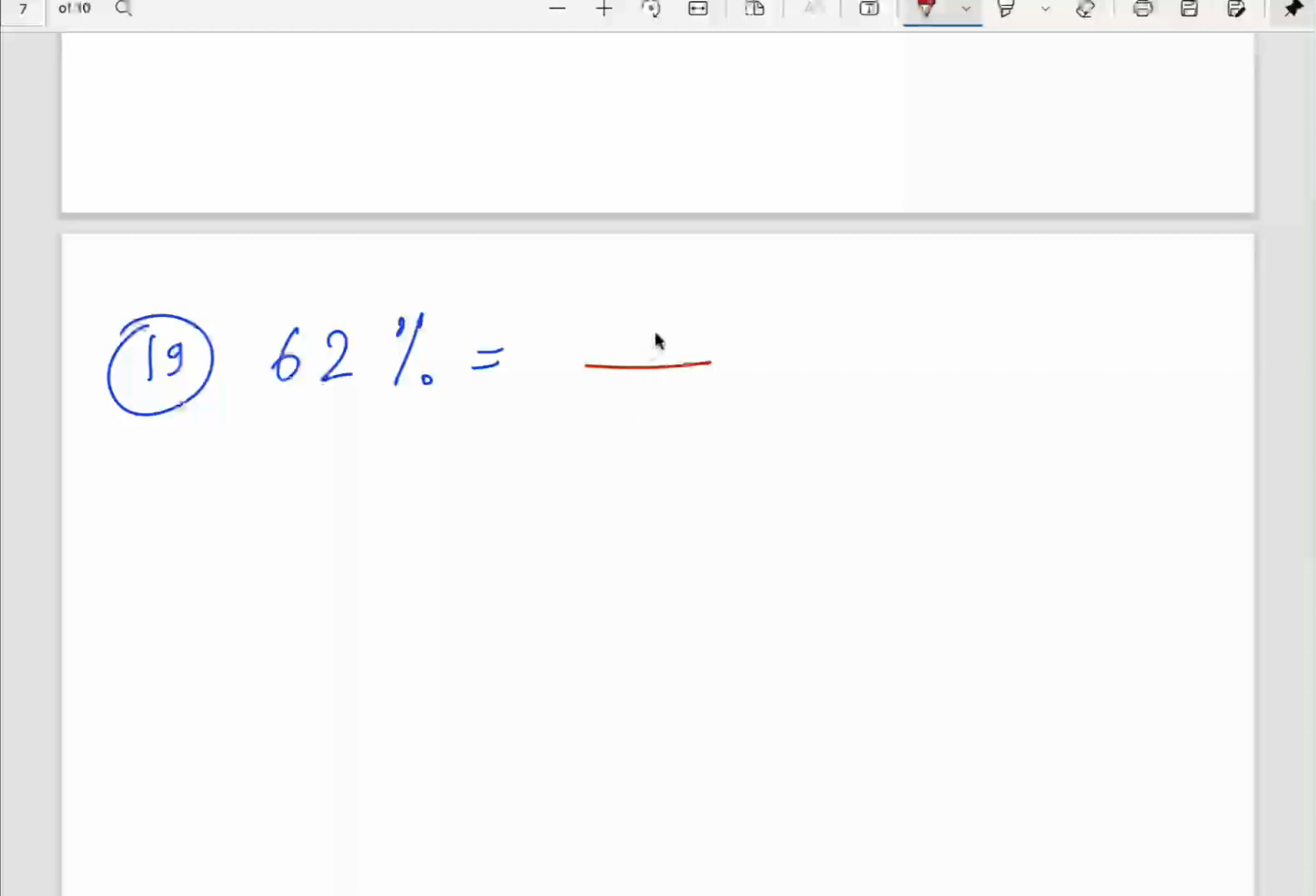Okay, what is the numerator? The fraction is 5? Why 5? What is the number here in the percent? The number here is 62. And what should be the denominator? The denominator is 100. Okay, now let's simplify it.